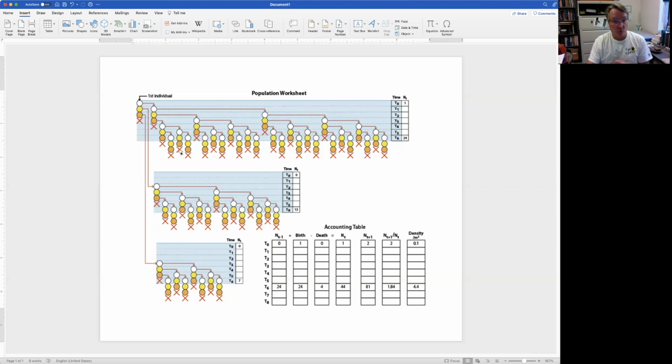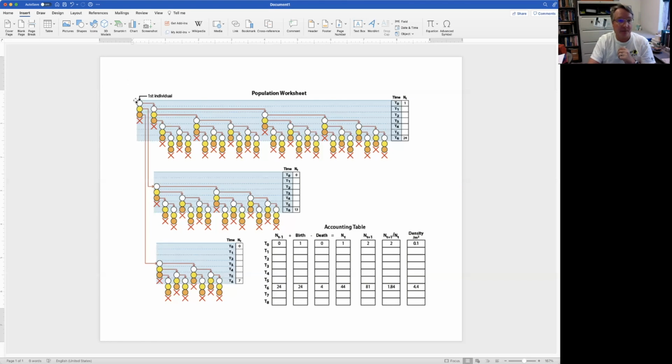Our second rule is each time period an individual is alive, it will give birth to 1 individual, and just 1. We're going to keep it simple. But each time period that individual is alive, it's going to give birth, even when it's just newly born.